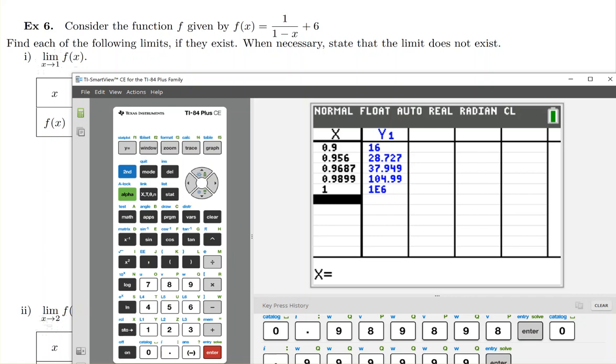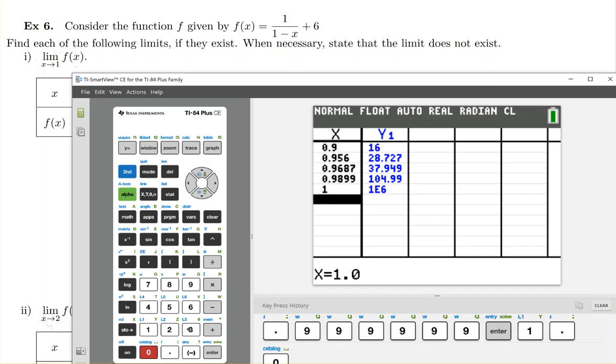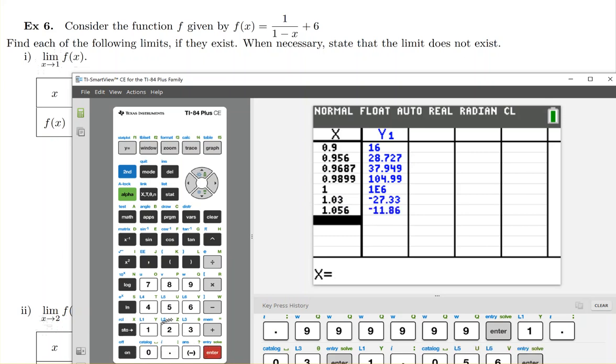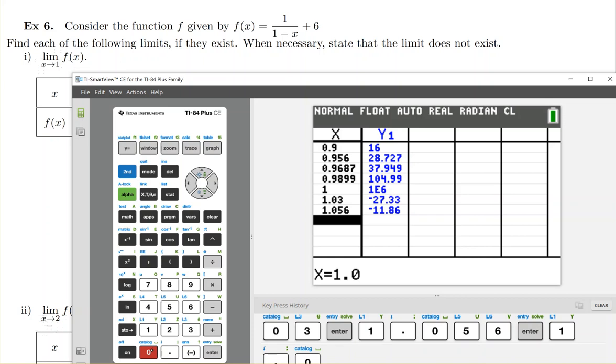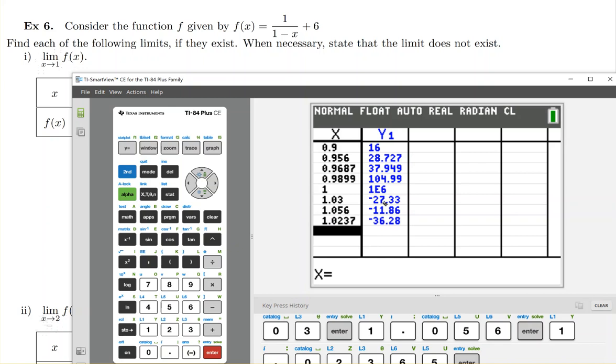Now, if I pick numbers on the other side of 1, slightly more than 1, so like 1.03, or 1.056, or 1.0, I don't know, 2365. You'll notice that again, the numbers are sort of behaving the same way. They're not identical. They're not all close to 27 or 11 or 36 for that matter.